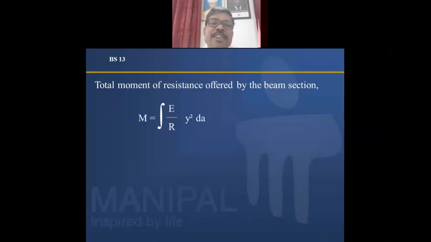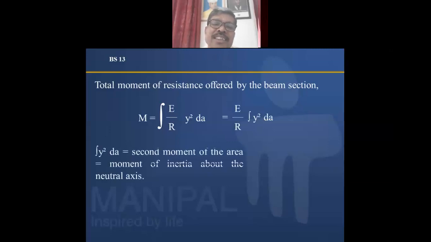That's why M is equal to, I have to take integration of that term E by R y square with respect to dA. Okay, so let us see. E by R is a constant, so y square dA. So y square dA is the second moment of the area.